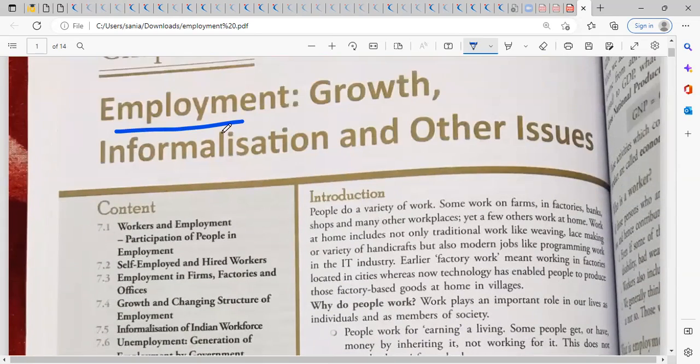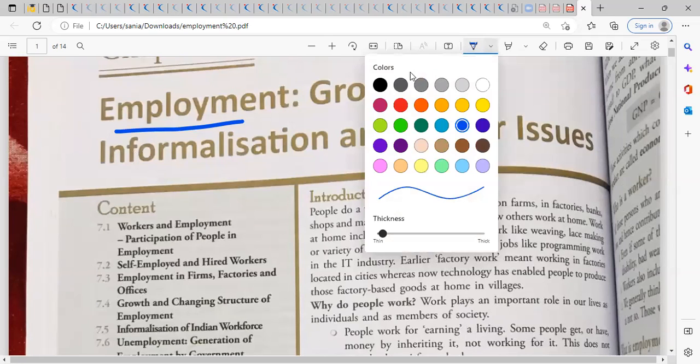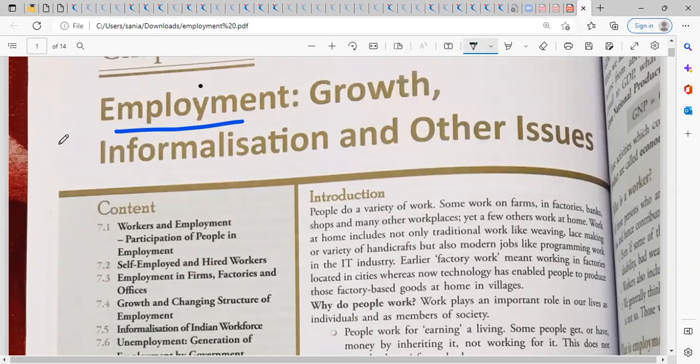Let's start. Ma'am, what is employment? Employment is basically when you get work. If you are earning, if you are working, that means if you are doing any economic activity, you are employed and you are getting employment.